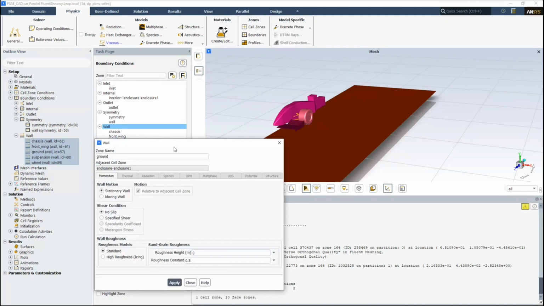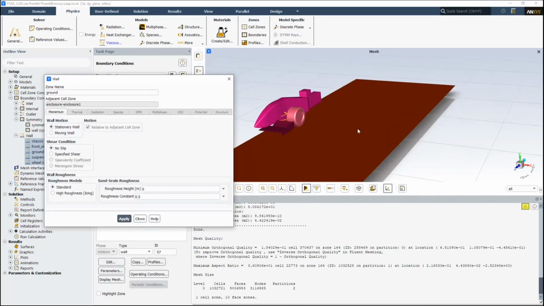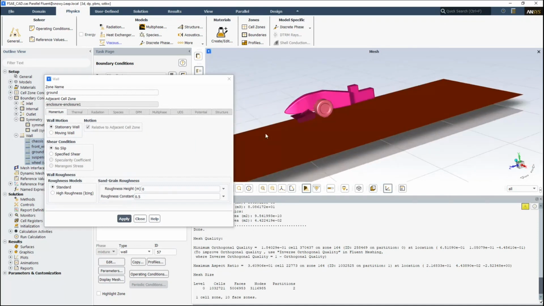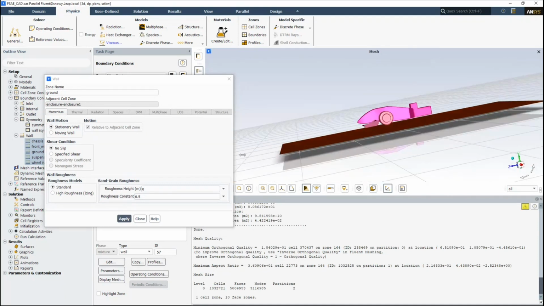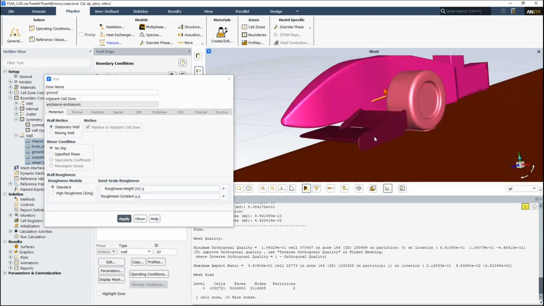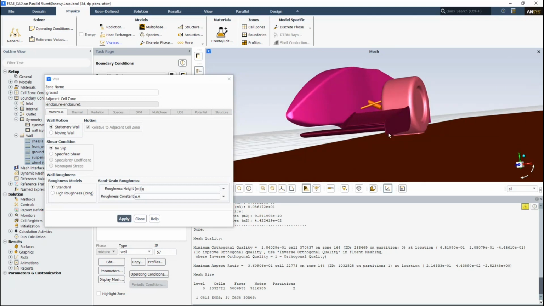Our ground will be a moving wall. Okay, that's really important for an analysis like this, because if we're trying to represent the car driving through the air at 60 kilometers an hour, the ground needs to be moving at the same speed. And that's really important because it changes greatly what happens to the flow around the front wing and around the wheel. Okay, if we don't represent the flow properly, we're not going to pick up things like ground effect, etc.